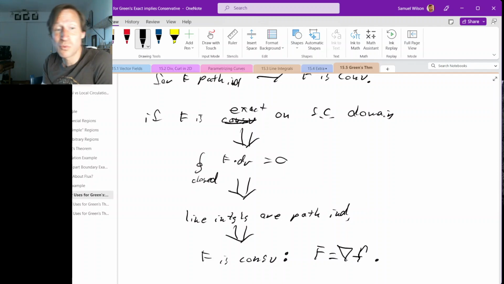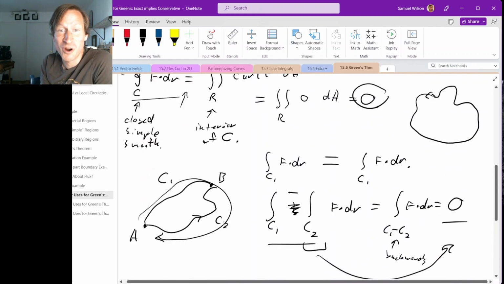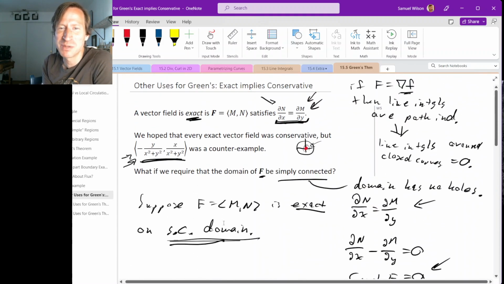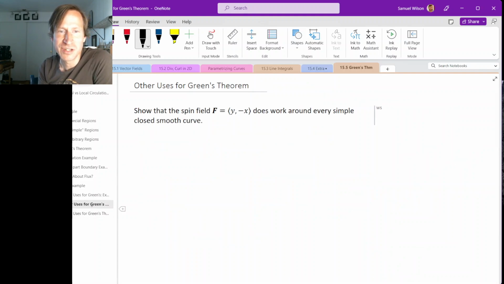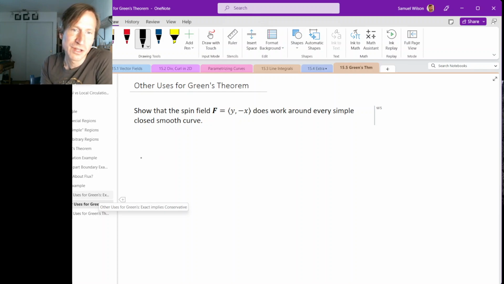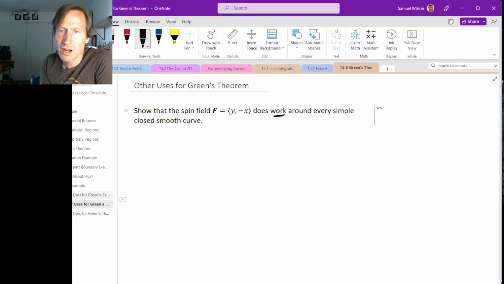All right, so that's one use that we can use Green's theorem for. It lets us fill in this gap about the condition for conservative vector fields. All right, here's another way we can use Green's theorem. So let's show that this spin field does work around every simple closed smooth curve. Okay, so work is just a circulation integral essentially.